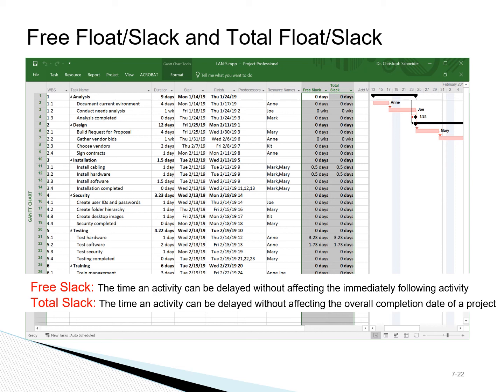When we develop the project schedule, some activities may have free slack, which is the time they can be delayed without impacting the immediately following activities. So that's free slack. The time that an activity can be delayed without impacting the completion of a project is called total slack. So depending on if we're looking at the impact on immediate activities or the overall project, that's where the slack is computed for an activity.